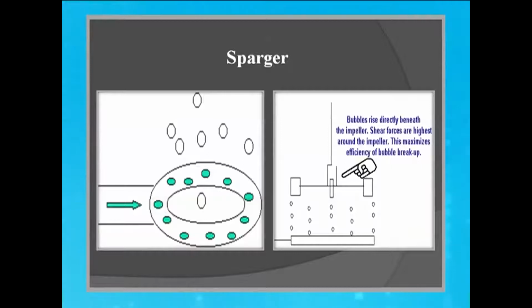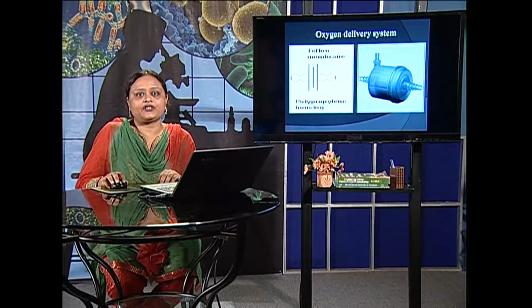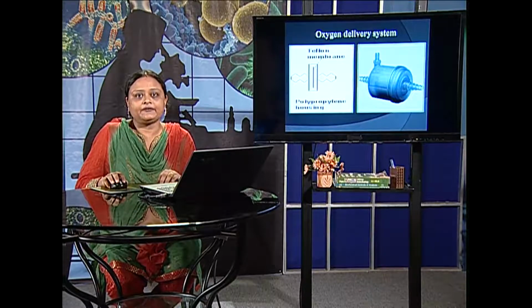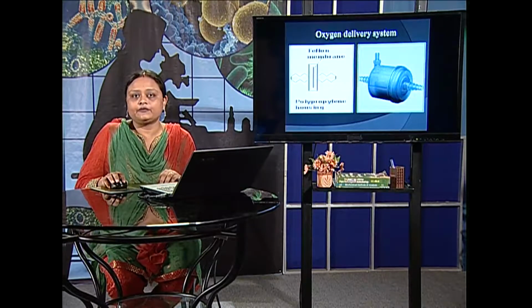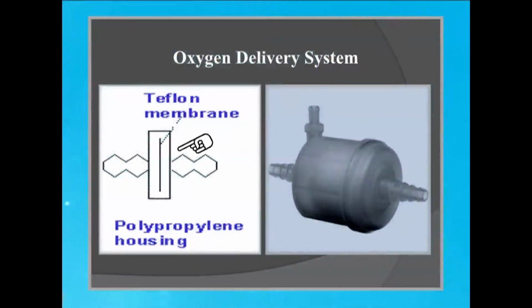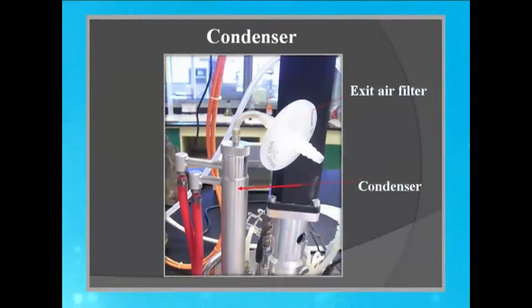Included in the oxygen delivery system is a membrane filter, which is housed outside of the bioreactor so that fresh and pure sterile air can enter the bioreactor. Otherwise, there will be contamination and product yield will deteriorate. These are generally made of Teflon and housed in a polypropylene housing. This filter looks somewhat like this. In this picture, we can see this air filter, which is the exit air filter, meaning it is used for the exit air, and we have also one for the inlet air.